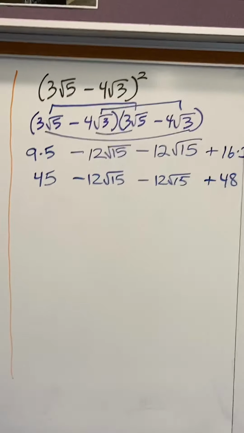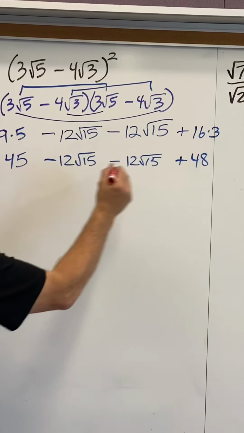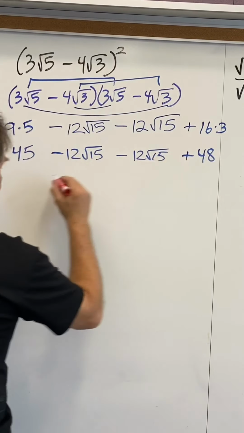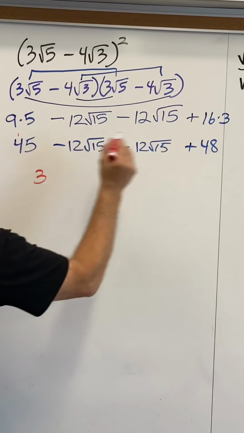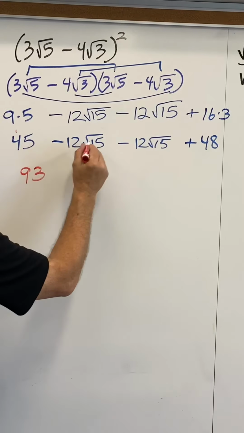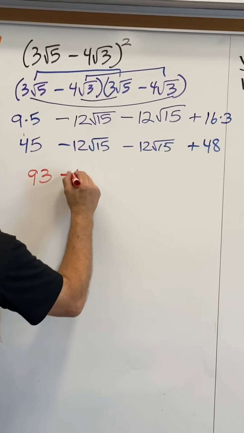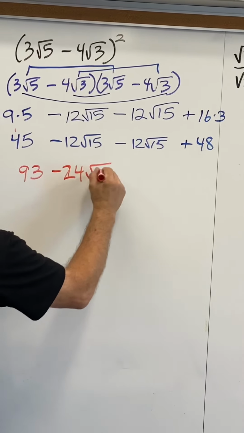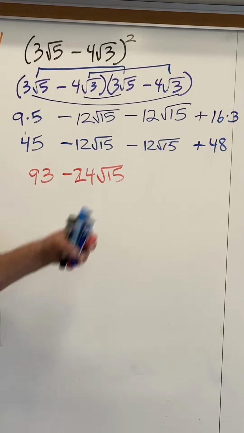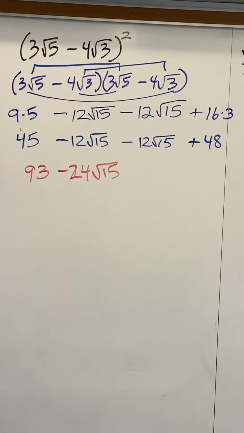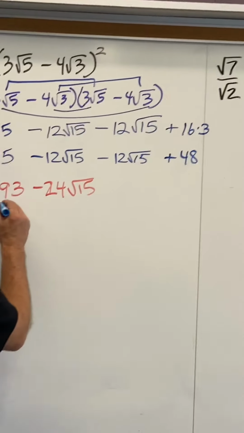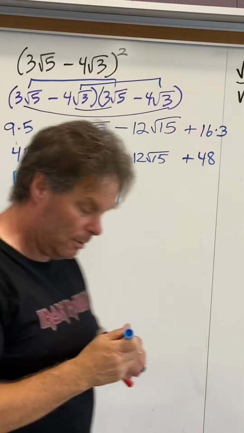Okay. Well, guess what? These 2 guys are just integer numbers. I can add 45 and 48 together. 5 and 8 is 13, right? Carry the 1. 4 and 4 is 8. With 1 more is 9. 93. These guys add up to 93. Minus 12 root 15 and minus 12 root 15 is minus 24 root 15. Now, if root 15 simplified, like it was root 18 or something, then we would continue simplifying. But square root 15 does not have any perfect square factors, so it does not simplify at all. So this is the great and mighty answer.